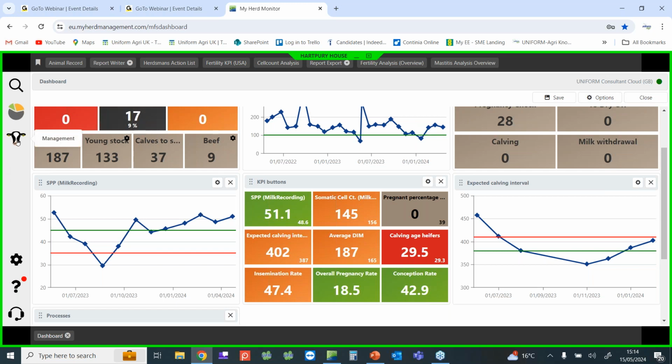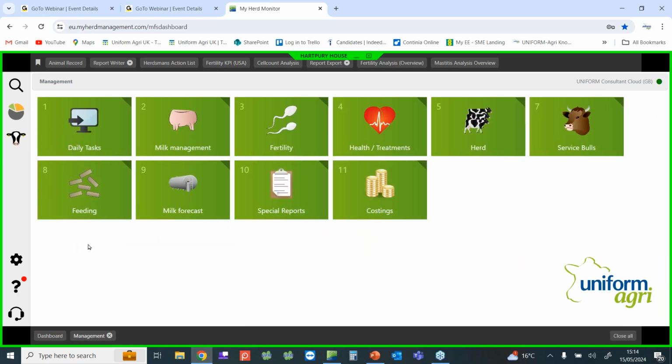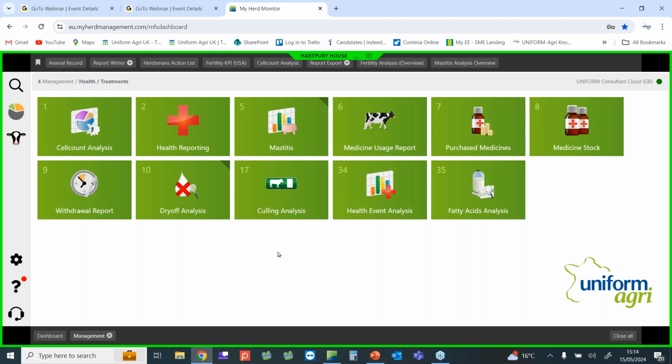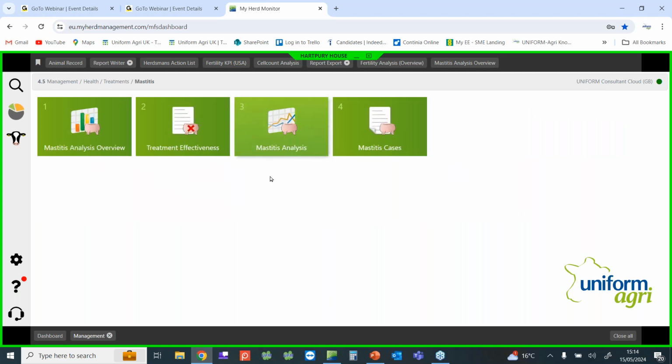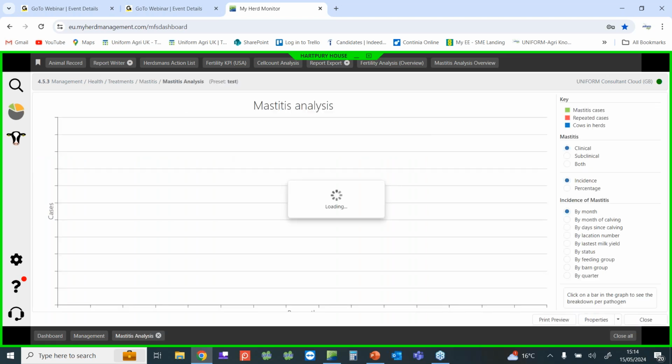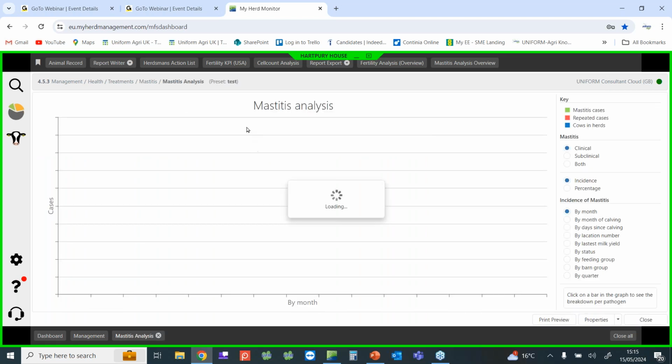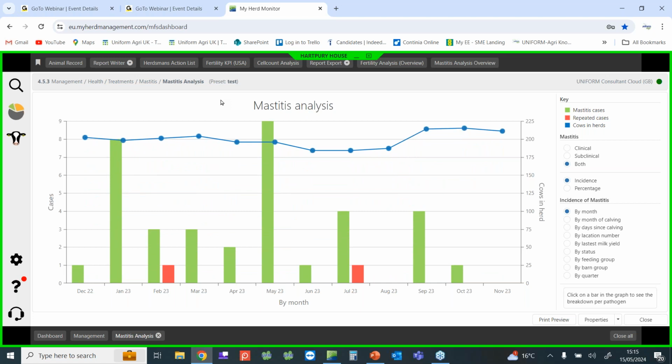And then we have the cow head across here, much the same. So your menu structure is identical, really. So in here, just to pick out a few different bits, we've got the health and treatments tab. And then we have one for mastitis. Now, if you're familiar with the older version, 5.4, we've got mastitis analysis in there, much the same as the older one, but it's a real fresh look and feel.